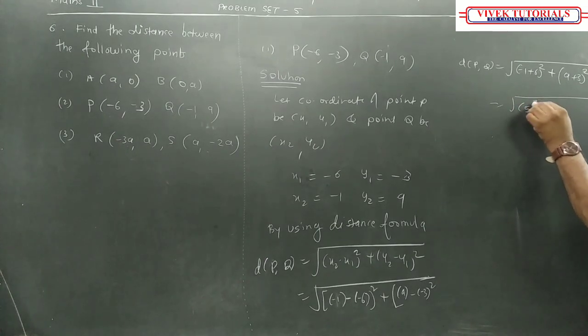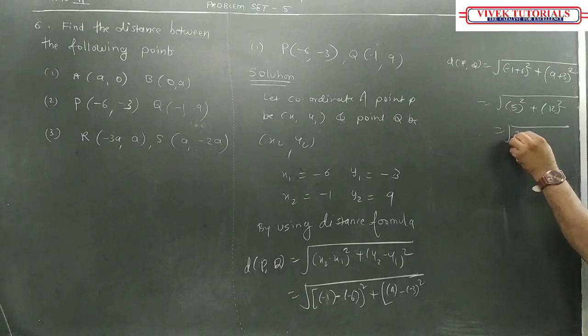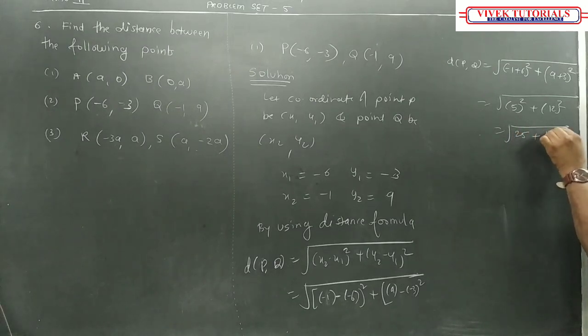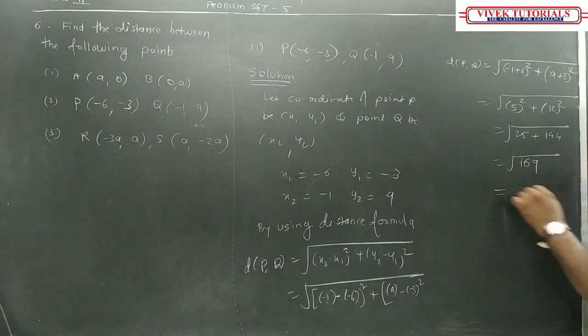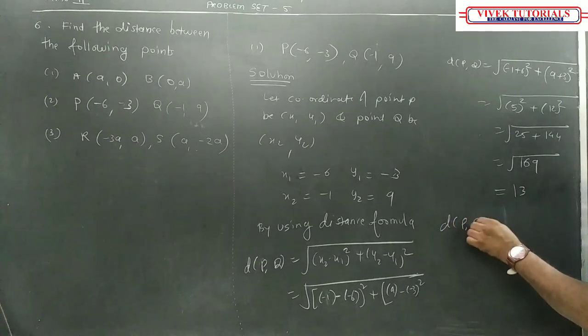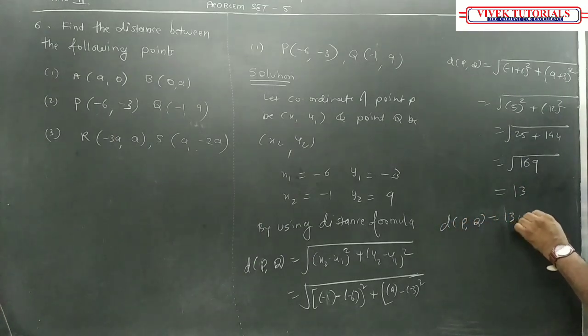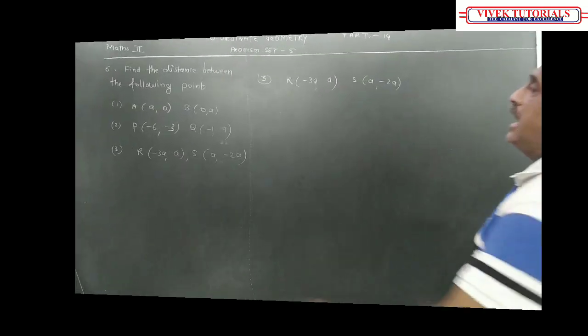So we are getting 5 square plus 12 square. 5 square we know is 25 and 12 square is 144. We are getting 169 and the square root of 169 is 13. Therefore, distance PQ is equal to 13 units, that we put in the box.